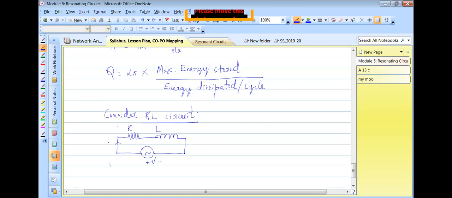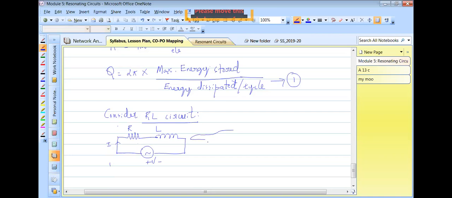Let's say I is flowing. Why have I written I is flowing? I have not written I naught, because I don't know whether the circuit is in resonating condition or not. Fine. Now see this equation one. Understand that? Now in the equation, what all do we need? We need maximum energy stored.